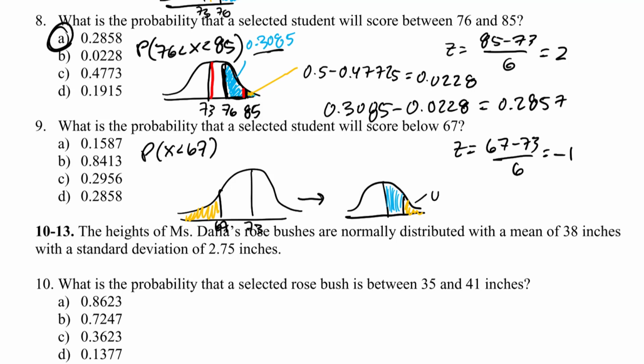Again, it's going to be the same thing. 0.5 minus the 0.34134. That will give me the gold region, which is actually the same as the gold region that I was looking for to begin with.